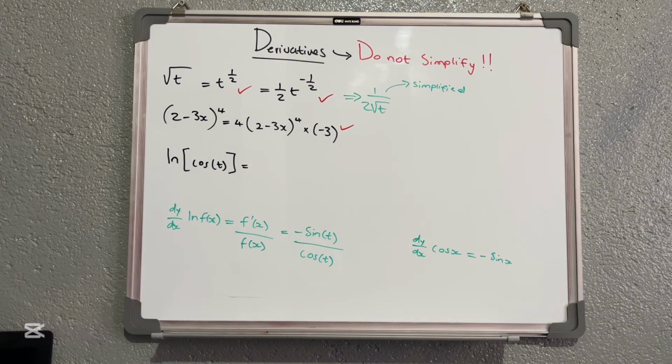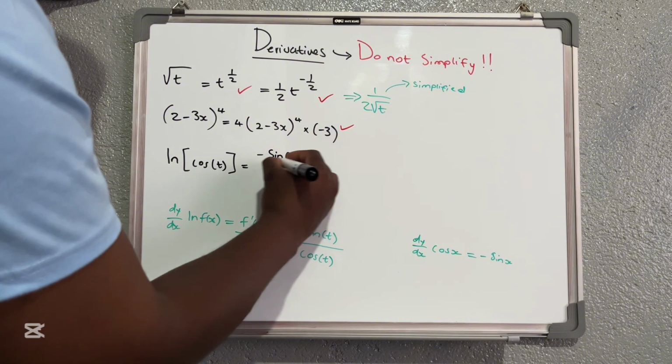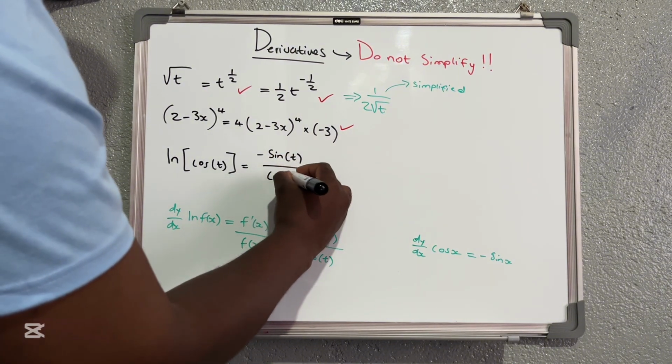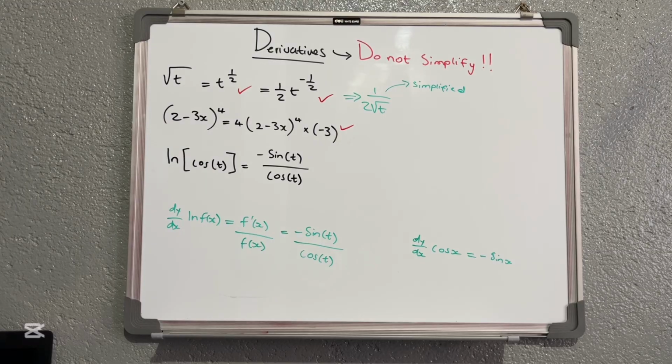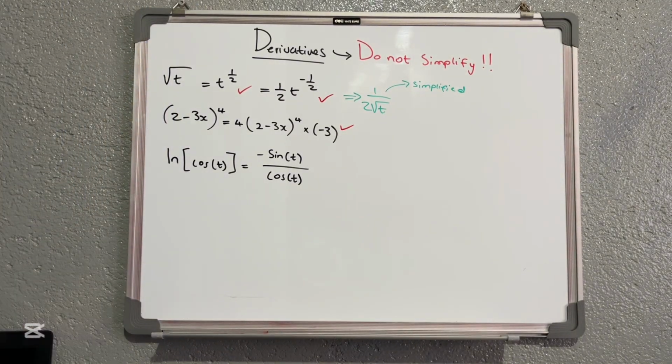So now you can just write your final answer: minus sine of t divided by cos of t. With that one I'm done, so I have to continue and do another one. Let me think of one that is a little bit different. Let me use a case where I have some sort of exponential function.